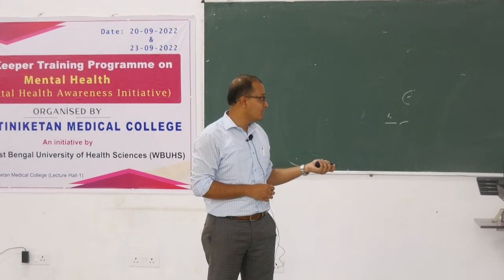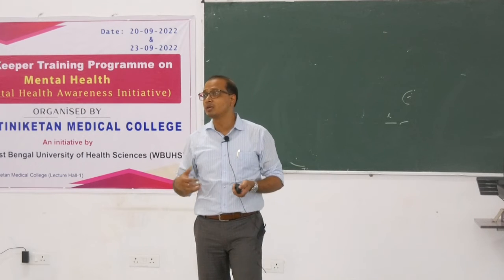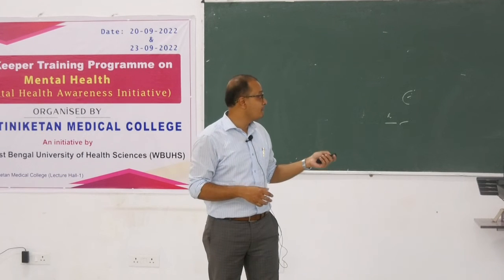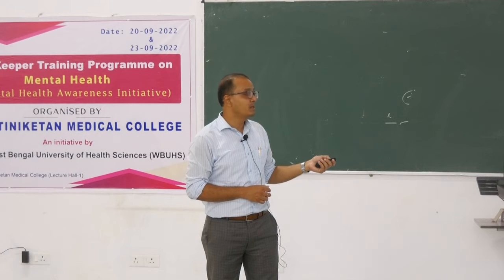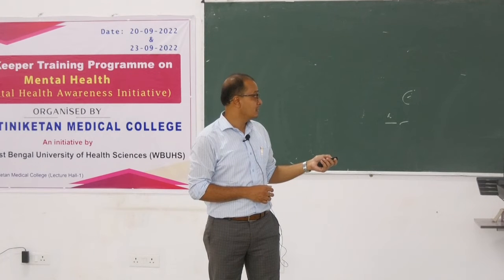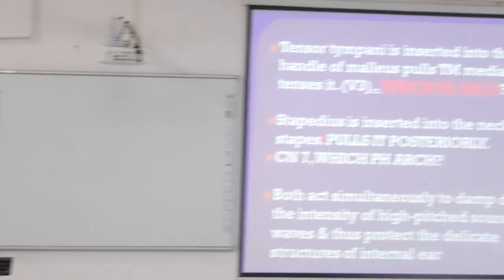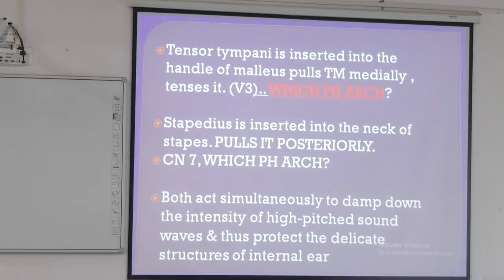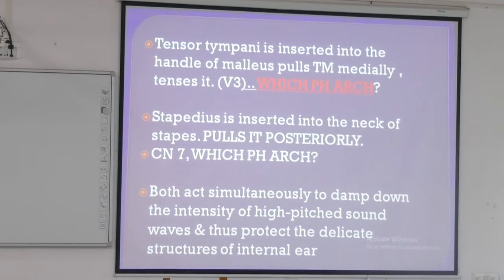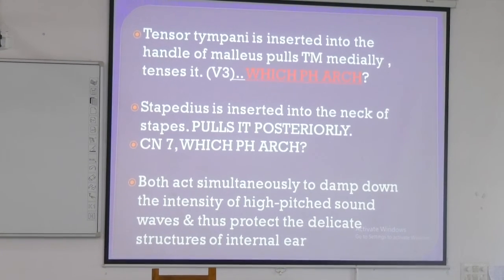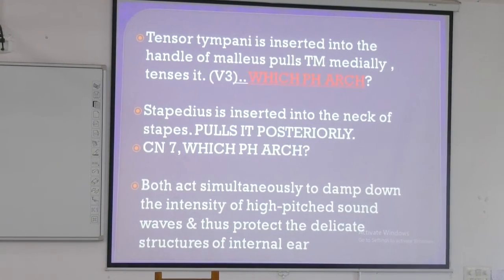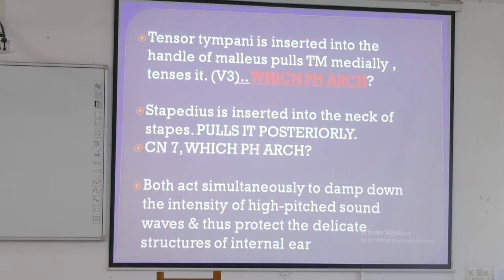Now coming to the other muscle, which is also a defense muscle, known as the stapedius. This stapedius is inserted on the bone which is the stapes, on the neck of the stapes. Once again, when the muscle contracts, it pulls posteriorly. That means it steadies the union of the footplate of the stapes on the membrane we call the oval window. It is doing a compression over there.